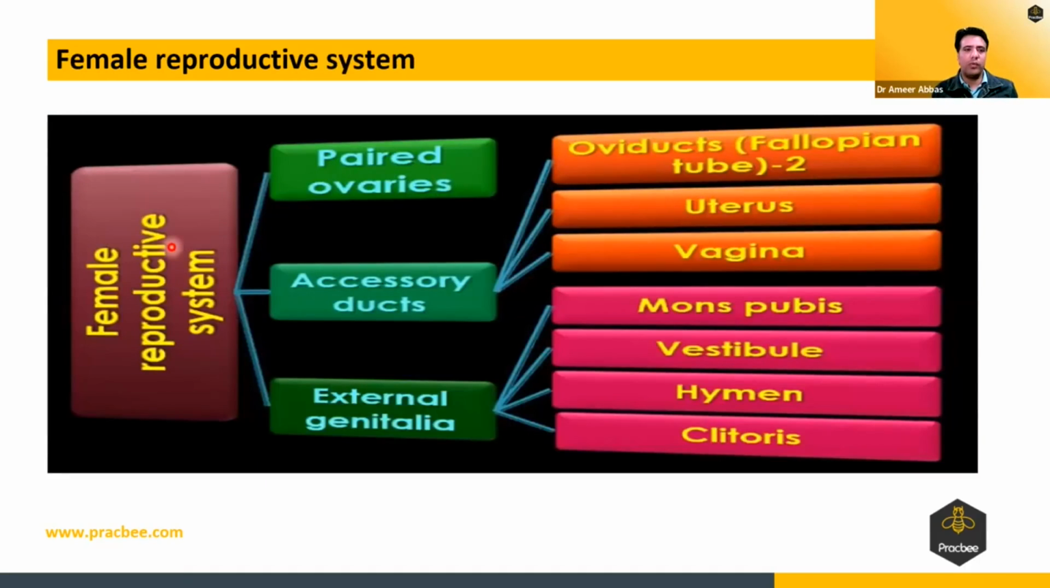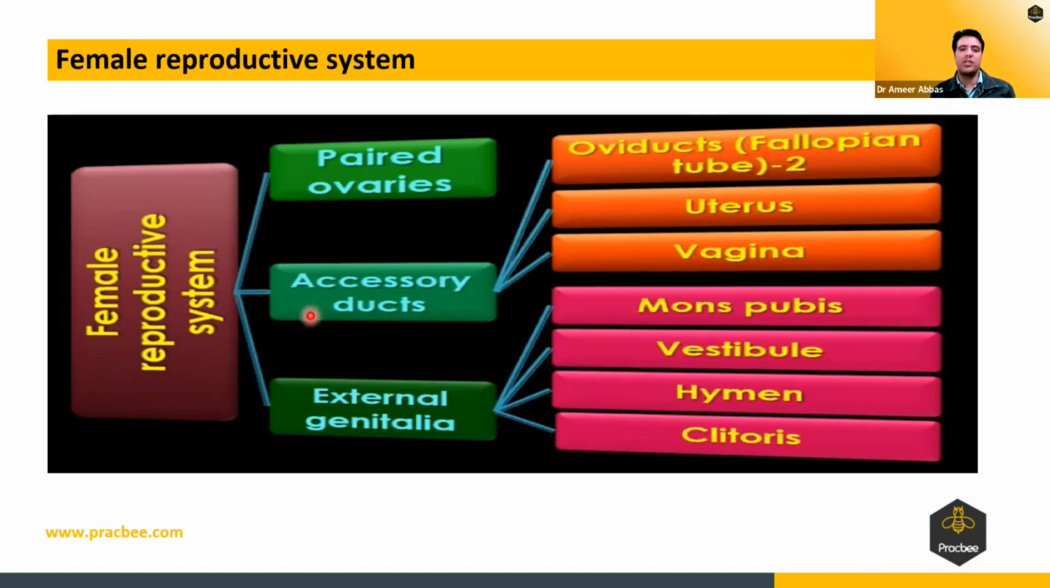So what does the female reproductive system consist of? The female reproductive system consists of paired ovaries and accessory ducts. The ducts are the oviducts, you know that, the fallopian tubes on both sides, that is why the number is 2. A sac-like structure, of inverted pear shape, the uterus, the vagina, and also the cervix. You will find the cervix here also.